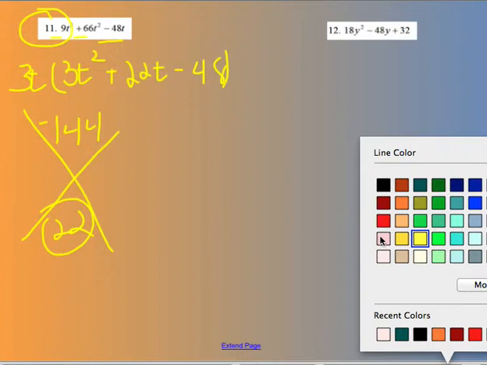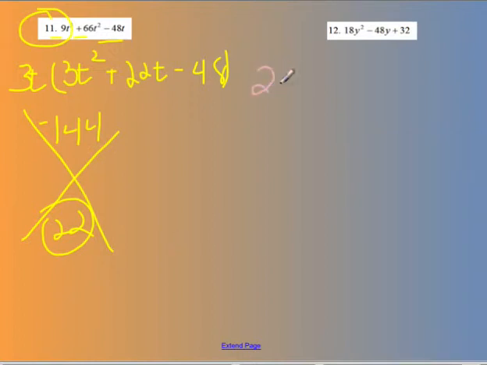Let's take a look at number 12. For number 12, again, you can take out a greatest common factor. So I can take out a 2. And then I'm left with 9y squared minus 24y plus 16. And then I can go ahead and set up my x. Again, I'm going to ignore my little sister.